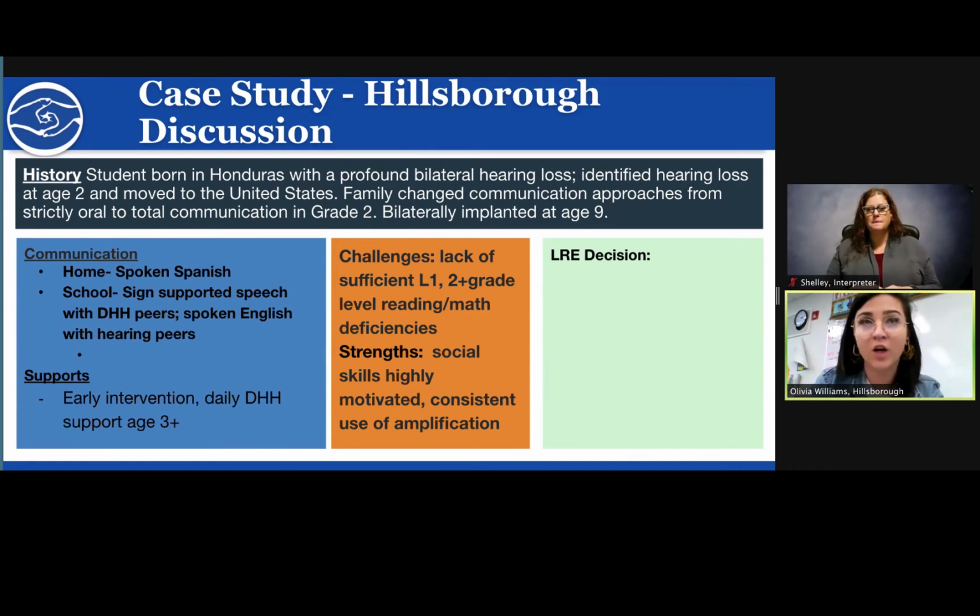We have a large access, not supplies. We have a lot of staff here that are able to work with deaf and hard of hearing students. We have anywhere between 5 to sometimes up to maybe 8 interpreters, depending on the grade levels and the needs. And we have 5 certified teachers of the deaf, as well as an audiologist on campus. So what do you guys think would be an LRE decision based on this child, or questions about this child?